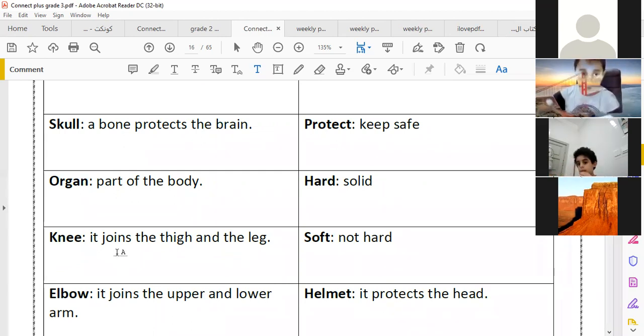Knee. It joins the thigh and the leg. Soft, not hard.